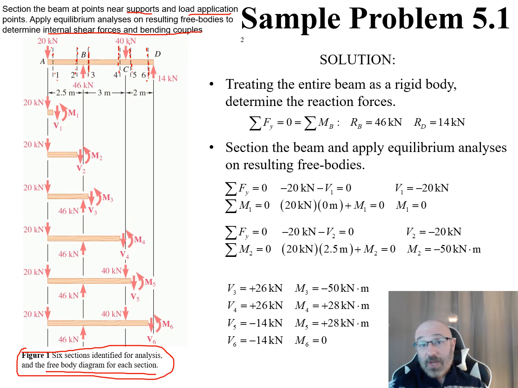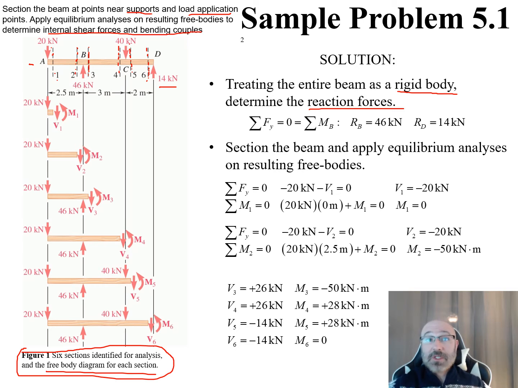Our first step in our procedure for analysis actually told us to treat the entire beam as a rigid body. From that, we can determine our reactionary forces. That's why we can see in our diagram on the left that we already have these values here, because we've gone through and done out our free body diagram as a whole, and from that we were able to determine our reactionary forces.